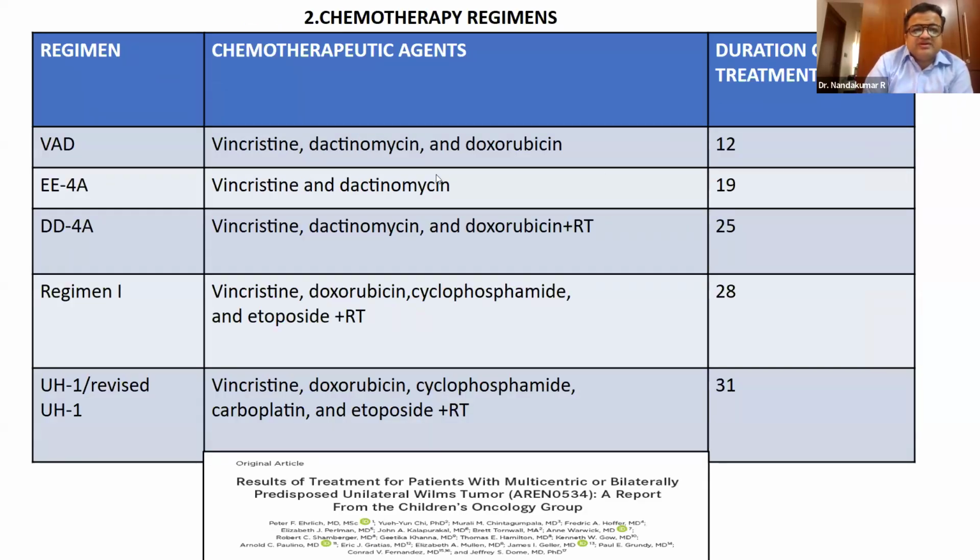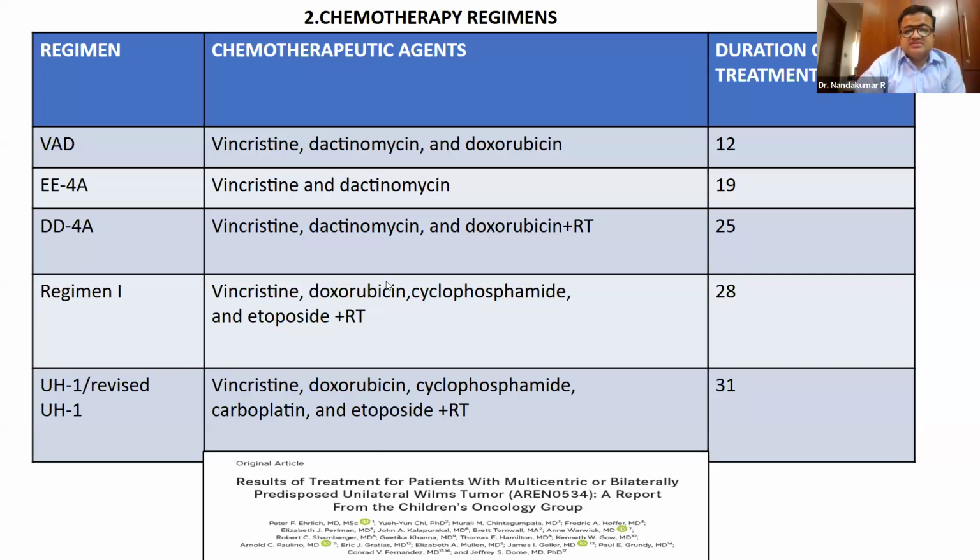So if you clearly see, this VAD is used only in the neoadjuvant setting, that is before you attain nephron sparing surgery for bilateral Wilms tumor, and the duration is only 2 weeks. So this regime doesn't exist after that. It is only your NACT regimen, it is not your adjuvant regime. And after you get your bilateral Wilms tumor histology, then you plan your treatment accordingly.